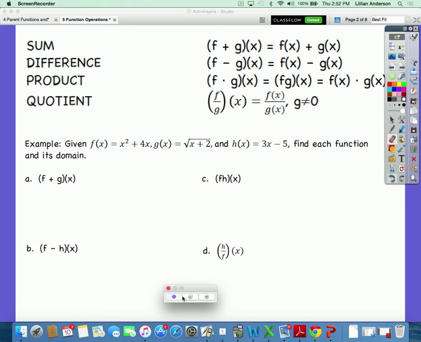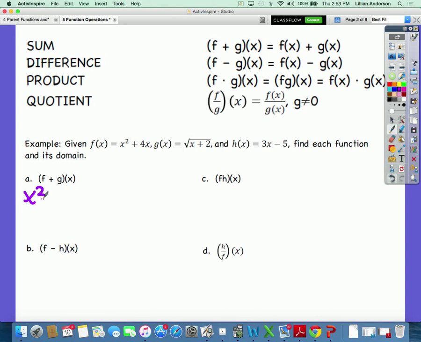Realize that f times g of x written this way is the same thing as writing it just fg of x, okay? That means multiplying as well. So I don't want you to be too confused. So the first one, f plus g of x. That means we're going to take f, add it to g, and simplify if I can.